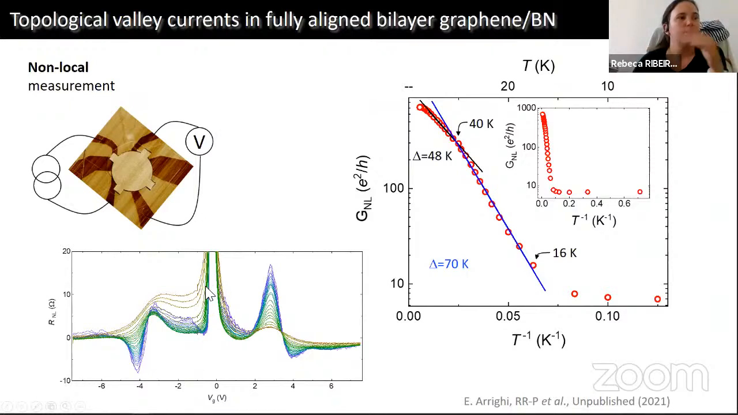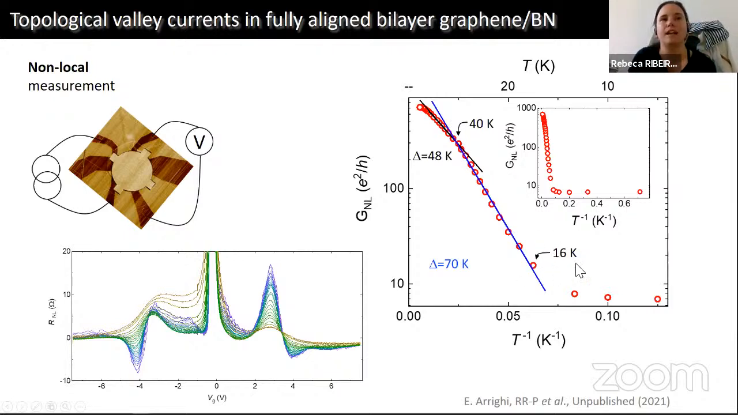So we decided to go for something that we know first, as a first step. And we started measuring just the charge neutrality point to begin with. When we measure the thermal activation, or the behavior of this non-local conductance as a function of the temperature, we can find two regimes. We found a first regime with an energy gap of about 48 kelvins. And at about 40 K, we have a strong change in the behavior, with a gap that seems to be larger.